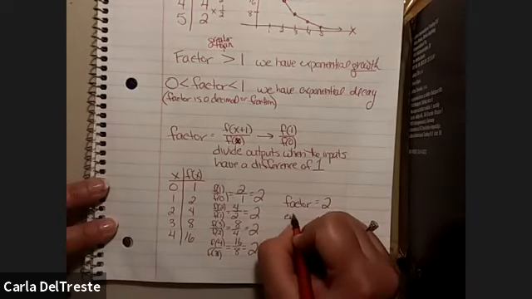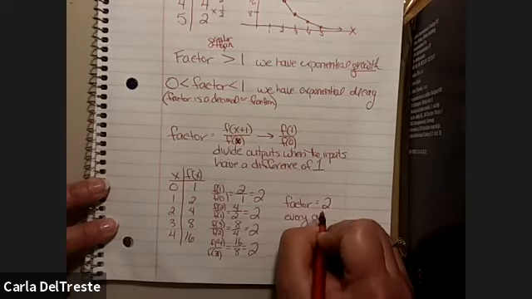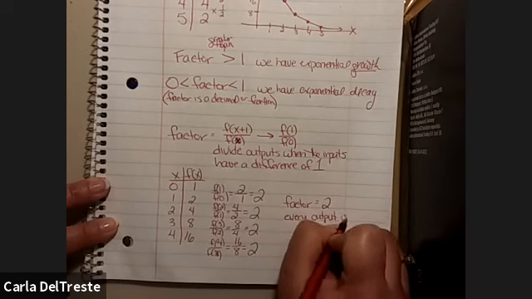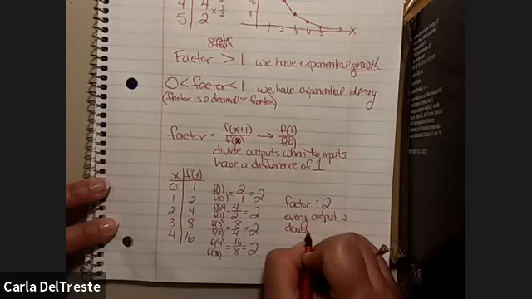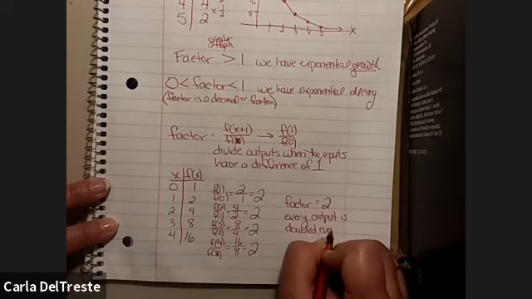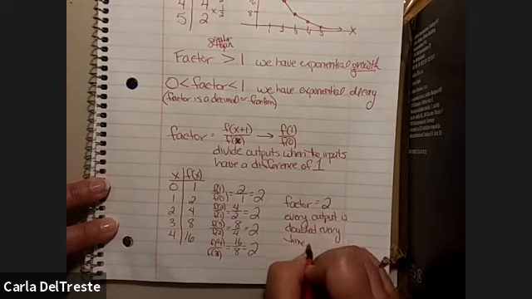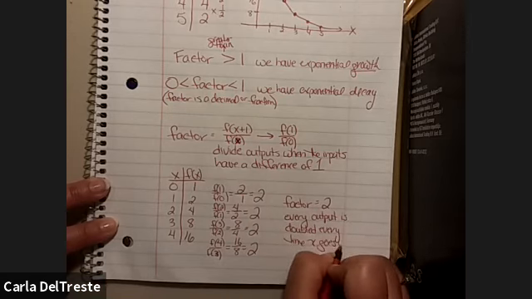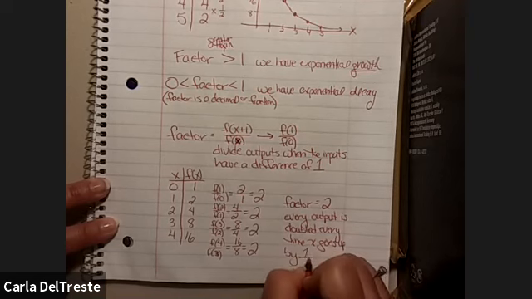So what does that mean? That means every output is doubled every time x goes up by 1.